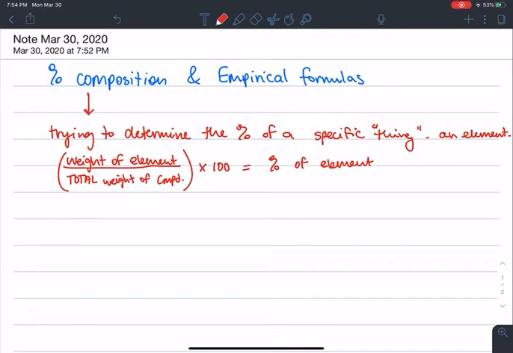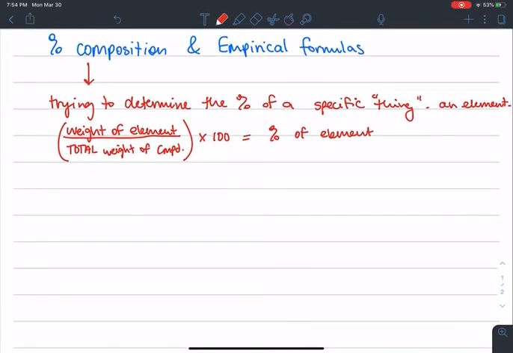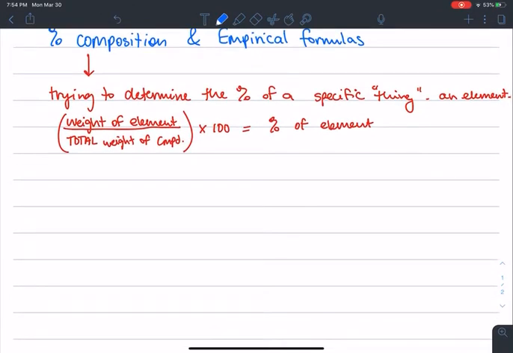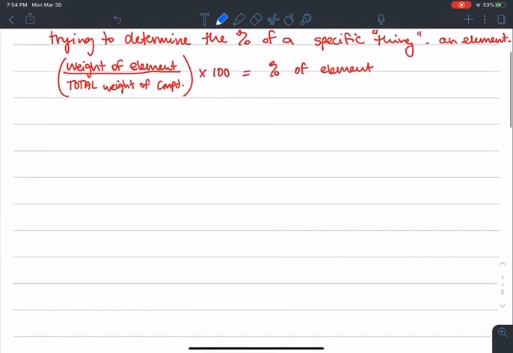The thing that's a little tricky about percent compositions is that the information given to you can be different. But ultimately, you're going to be doing the same process to figure out the percent of that element. So let's do two different examples where the information given from the jump is different, but you're doing the exact same thing for both questions.